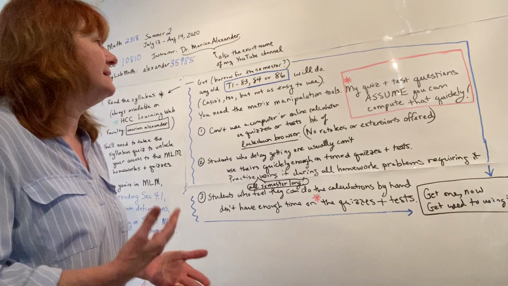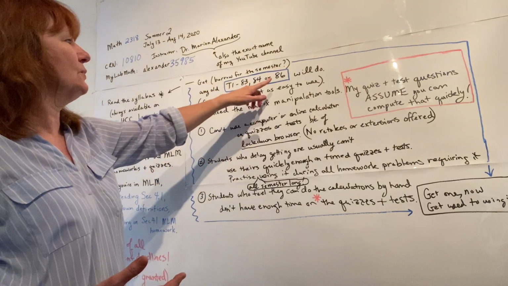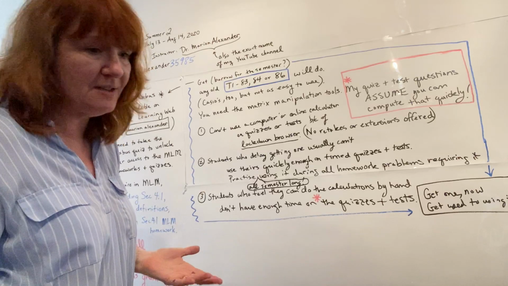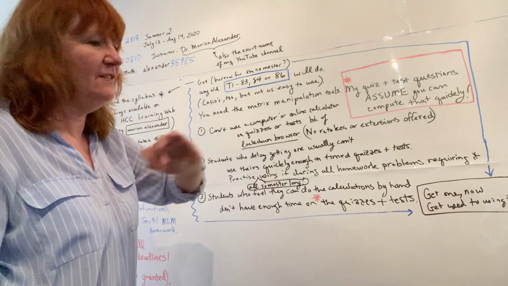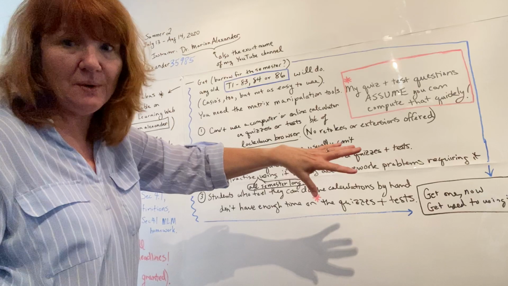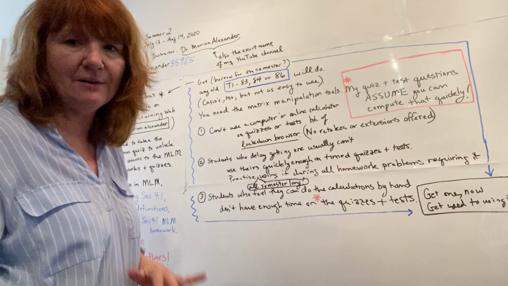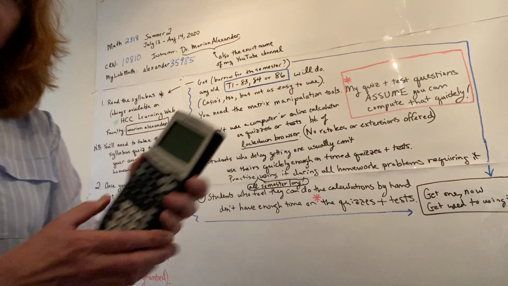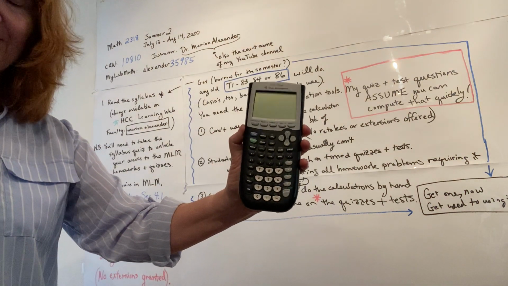So what you need to do is get a hold of a TI-83, 84, or 86 now, or borrow one from somebody. It doesn't matter how old it is. If it's been sitting in somebody's cupboard for 20 years, just put new batteries in there and they work great. Something like this, right? One of these old guys.